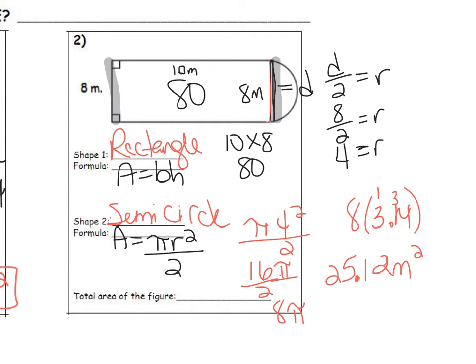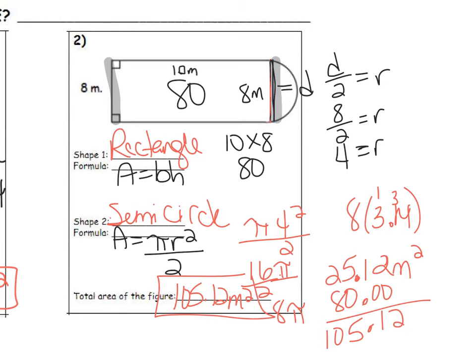So now we're going to add the 2. I'm going to add the 80. And remember, when you have a whole number, the decimals go at the end. So my answer is going to be 105 and 12 hundredths meters squared. So that's what we write over here.